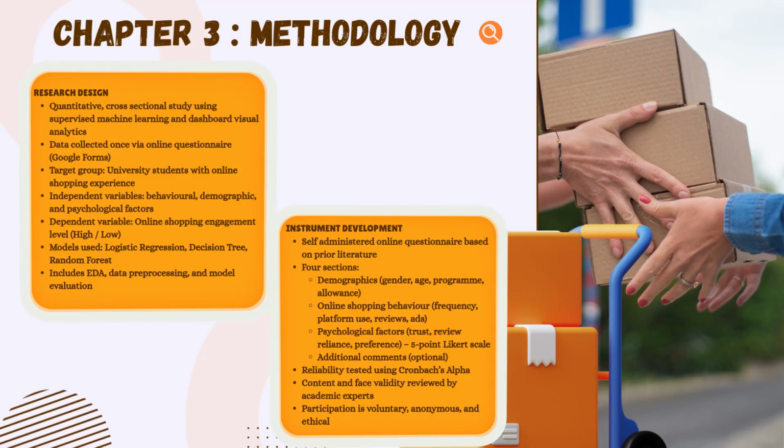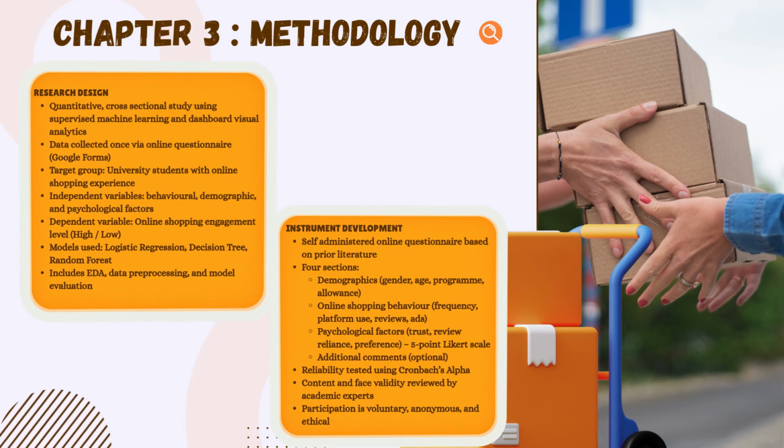Now we are going to see Chapter 3 Methodology, Research Design. This study uses a quantitative cross-sectional design with machine learning and dashboards to predict online shopping engagement. Data is collected once through an online questionnaire using Google Forms. The target group is university students who have prior experience with online shopping.